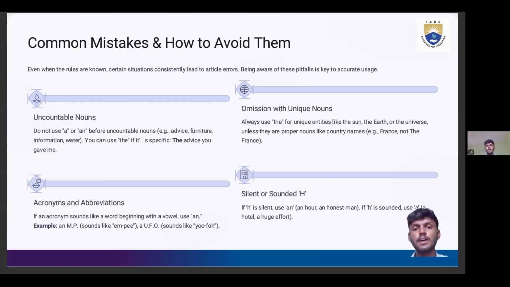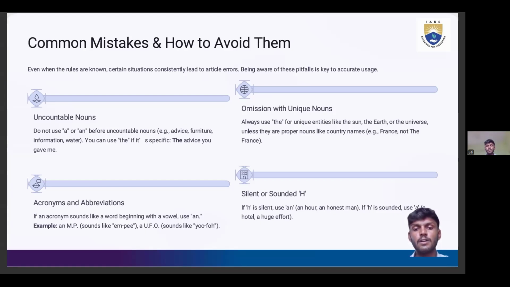Confusion in phrases like go to school or university. Mistake: I go to the school every day. If talking generally: I go to school every day. How to avoid? When talking about the purpose of a place, school, university, hospital, church, it is general. Omit the article. When talking about a specific one, use the: I visited the school you mentioned.